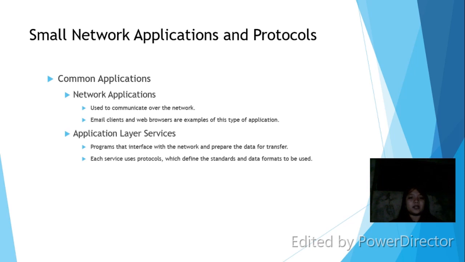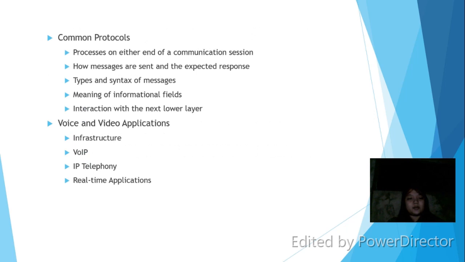Small network applications and protocols. Common network applications are used to communicate over the network. Email clients and web browsers are examples of this type of application. Application layer services are programs that interface with the network and prepare the data for transfer. Each service uses protocols which define the standards and data formats to be used.